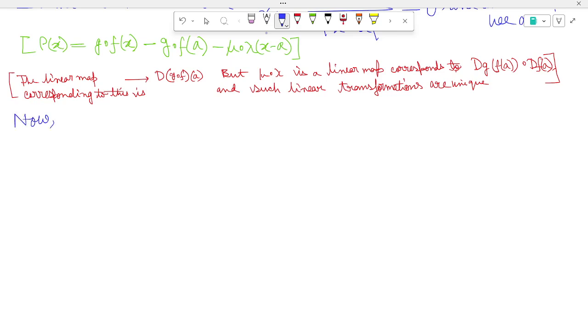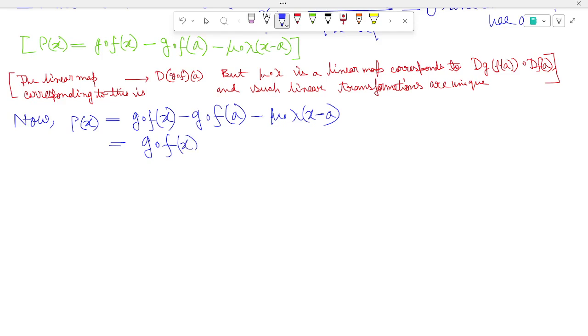Again writing what is rho x. It is G compose Fx minus G compose Fa minus mu compose lambda x minus A. Fine. Now put the values. G compose Fx is G compose Fx. G compose Fa is G compose Fa. Now what is lambda here? Lambda of x minus A.